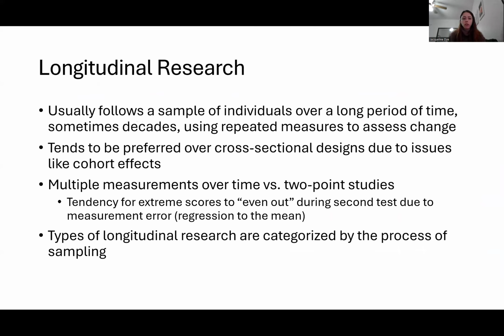So longitudinal research is kind of an umbrella term, and this describes research that usually follows a sample of individuals over a long period of time, sometimes decades, using repeated measures to assess for change.